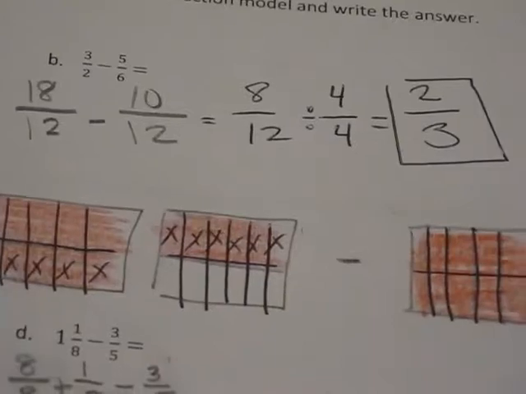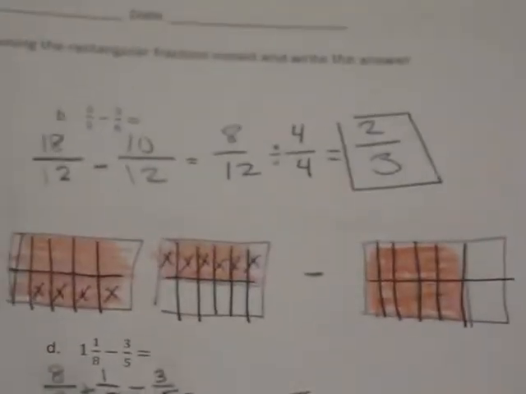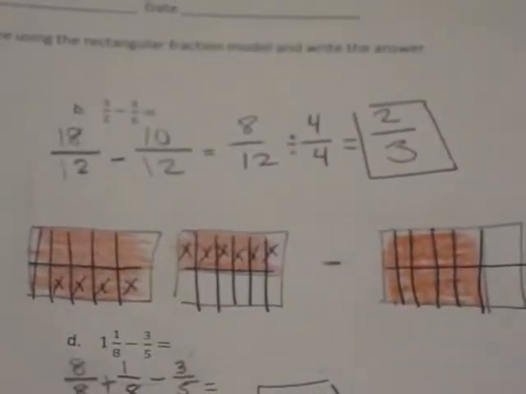B, I already did for you. You can go ahead and I'm going to pull it up a little bit. Pause it so that you can see it. Alright, let's go to C.